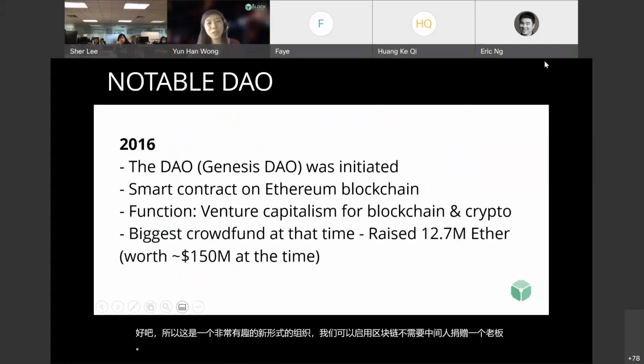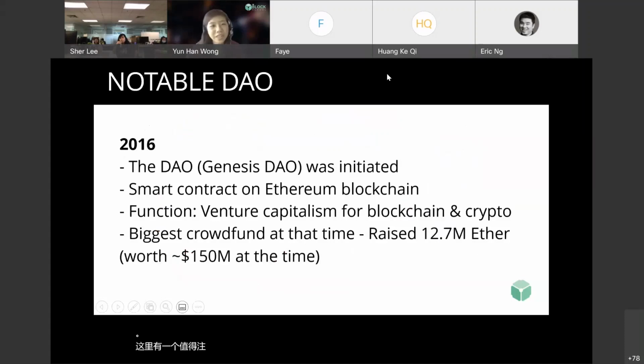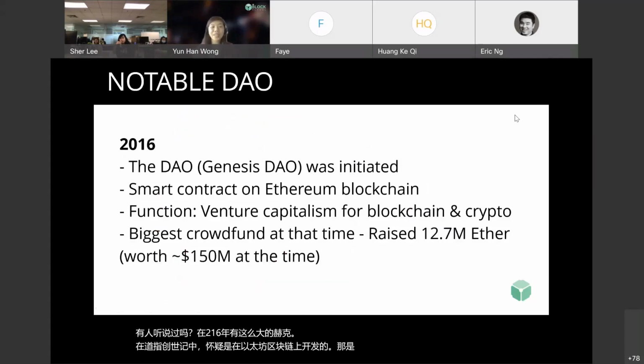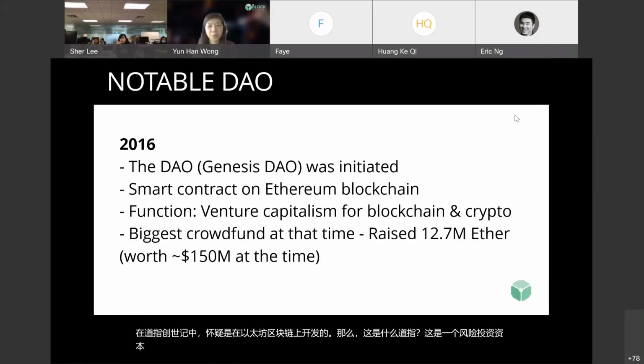And here is a notable DAO. Anyone heard of this? In 2016, there was this big hack of the DAO, the Genesis DAO that was developed on the Ethereum blockchain. So what is this DAO? It is a VC, venture capitalism for blockchain and crypto. And in 2016, it was the biggest crowdfunding. It secured the most funds.